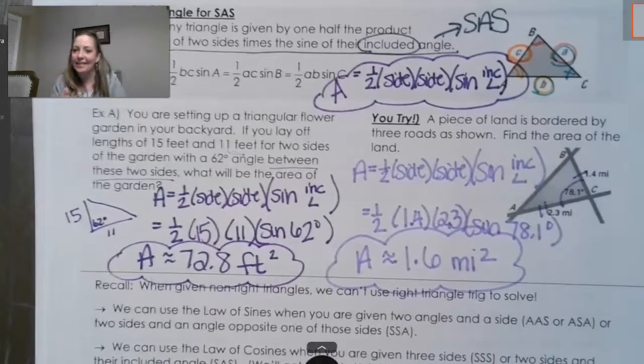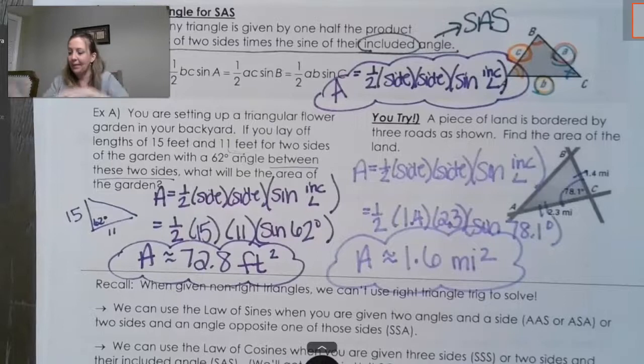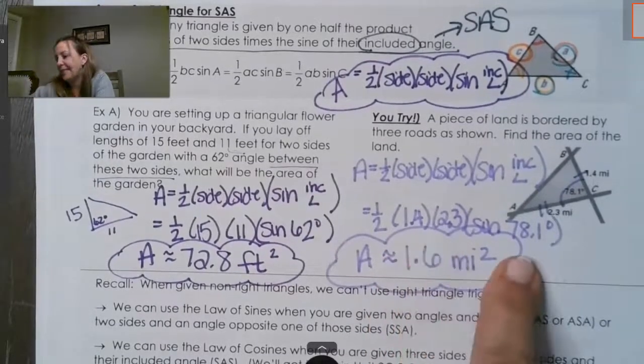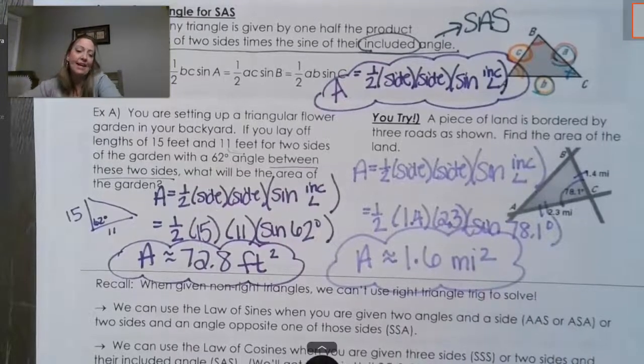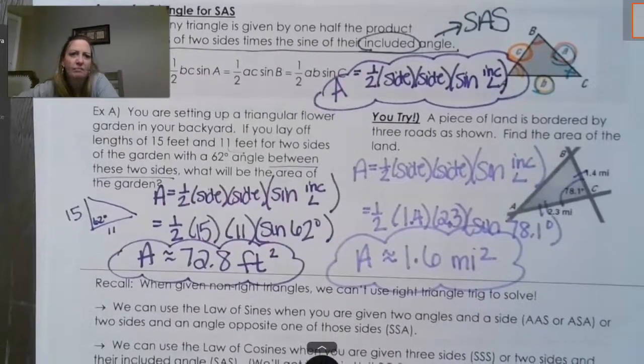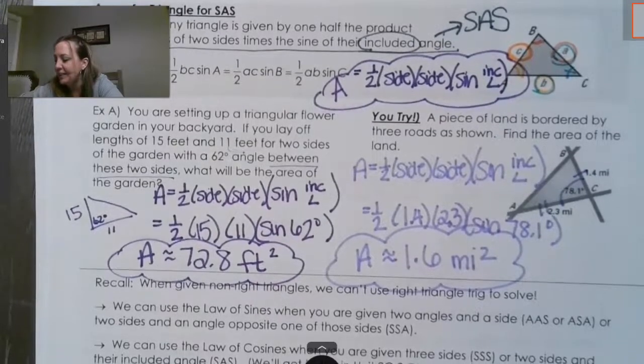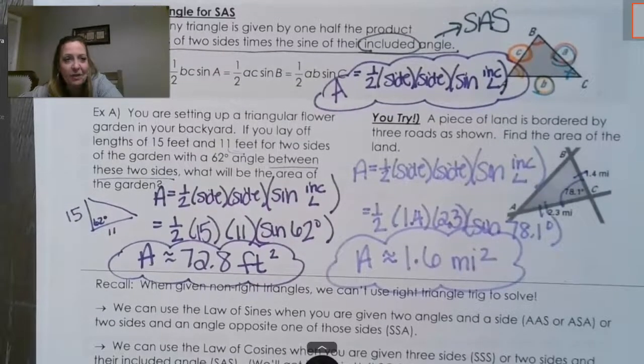Okay, so here's what I had. Again, this fit the side angle side information that we had. So I just took one side times the other side times the sine of the included angle, and then multiplied by a half or divide by 2. Either one of those is fine. And I ended up getting that the area is about 1.6 square miles.